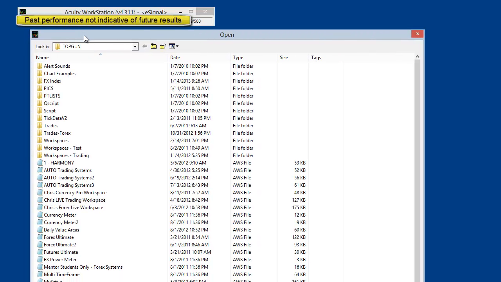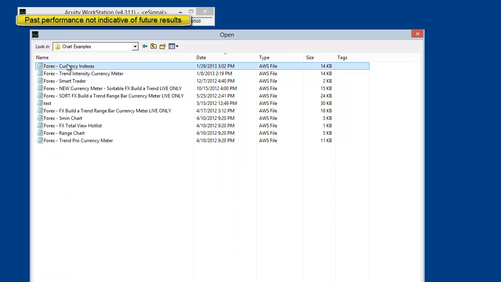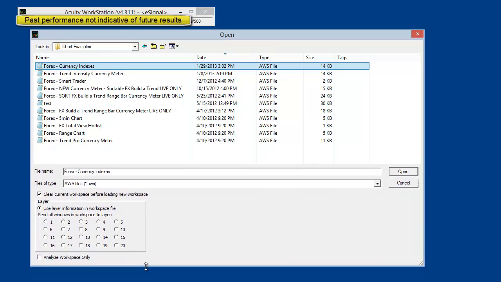One of the new features in this software is an updated Forex indexes, and if you click on the Top Gun chart examples directory, you will see Forex currency indexes where you can load those onto an existing workspace if you uncheck this. So I'm just going to click that now so you can see what it looks like.